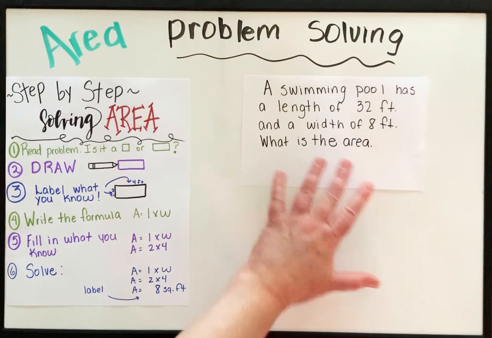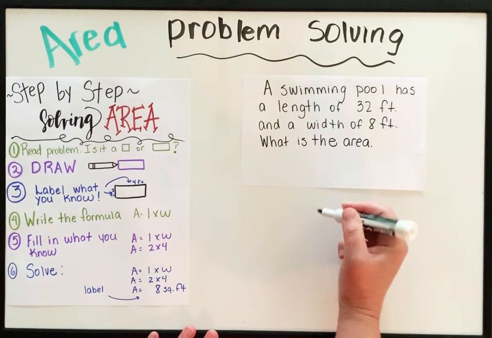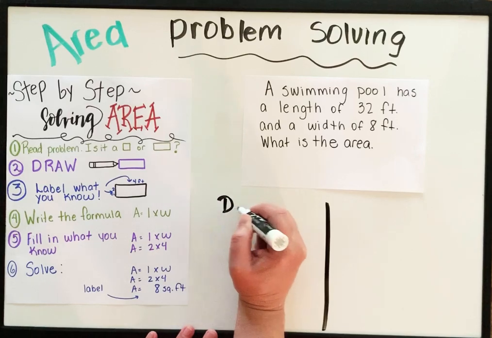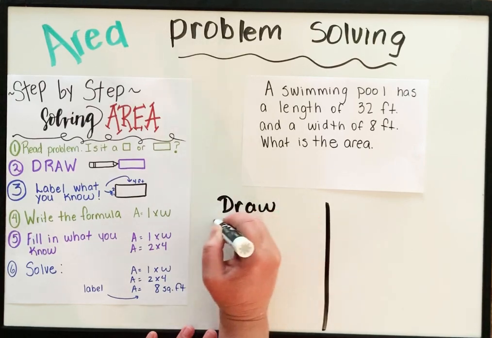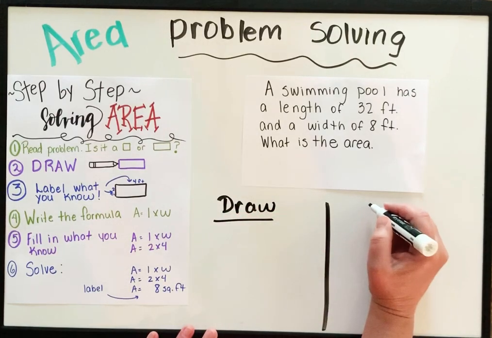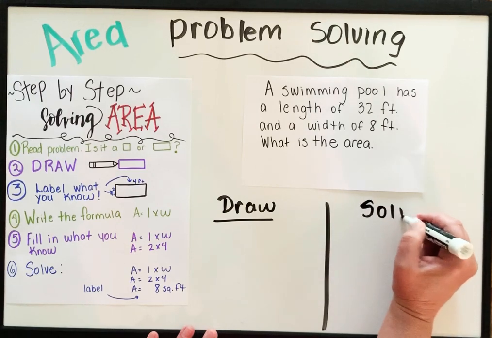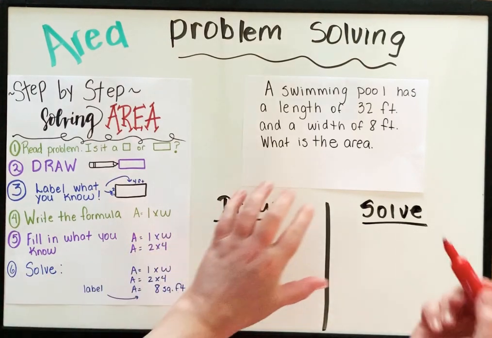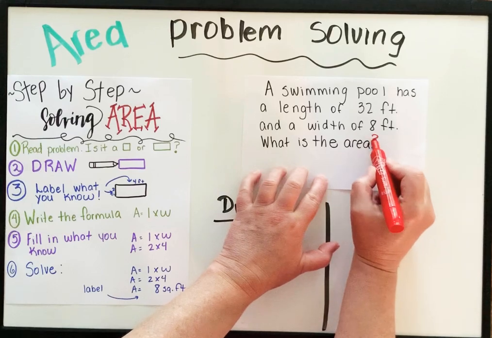So the first thing we're going to do before I start is divide my board in half right here. On this side, we're going to draw the problem out, and then on this side, we're going to solve the problem. As we go through these, we'll go through this process with every question. Let's start. A swimming pool has a length of 32 and a width of 8 feet. What is the area?